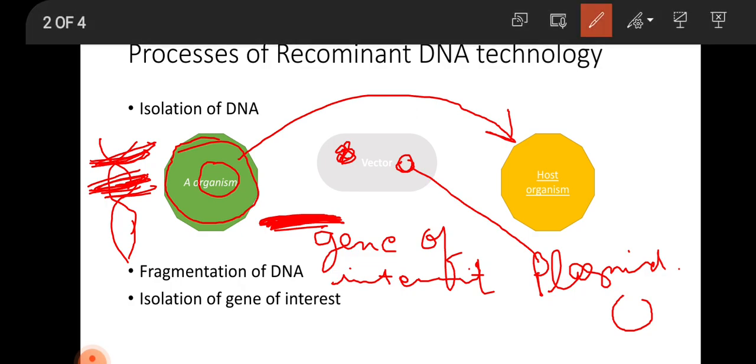I'm trying to change this color if it is possible.